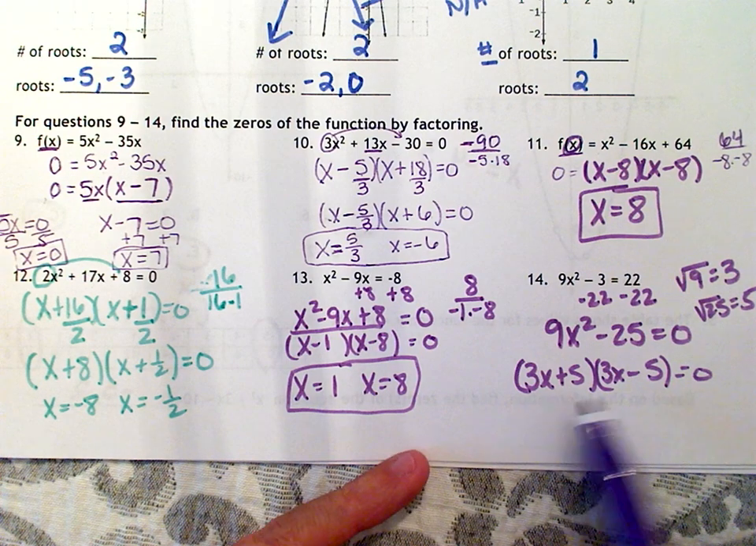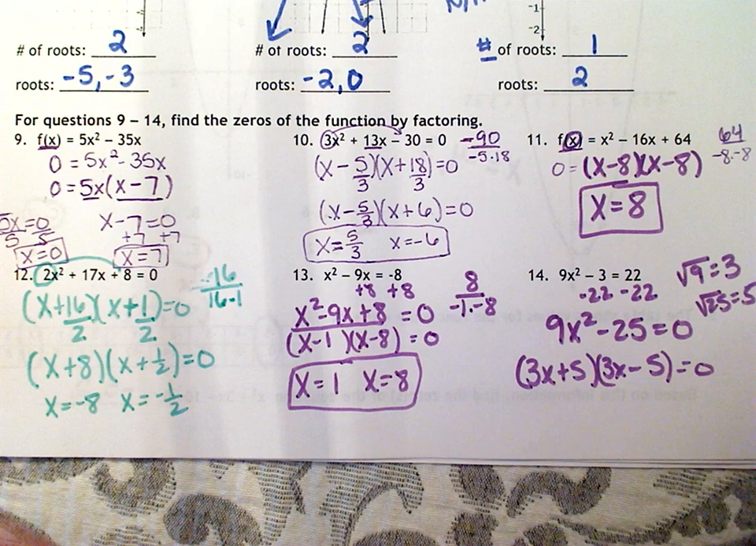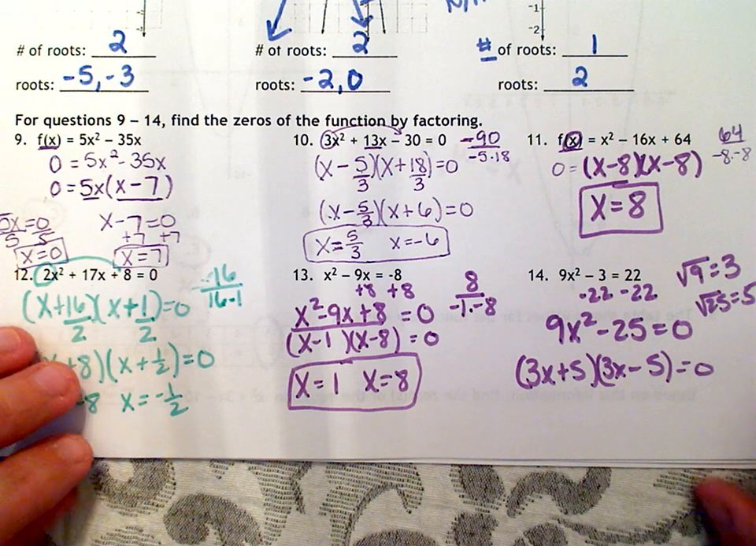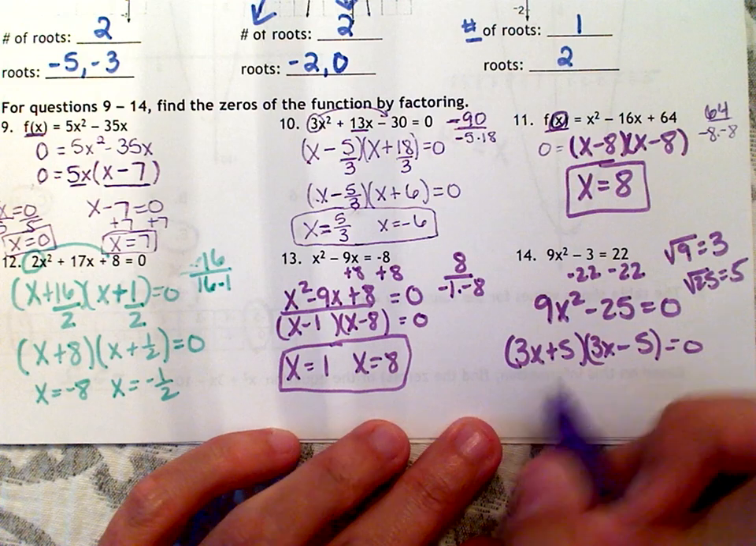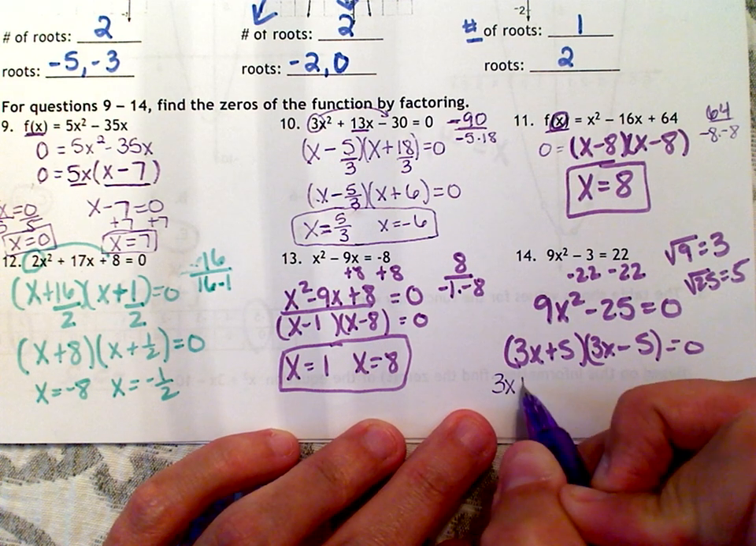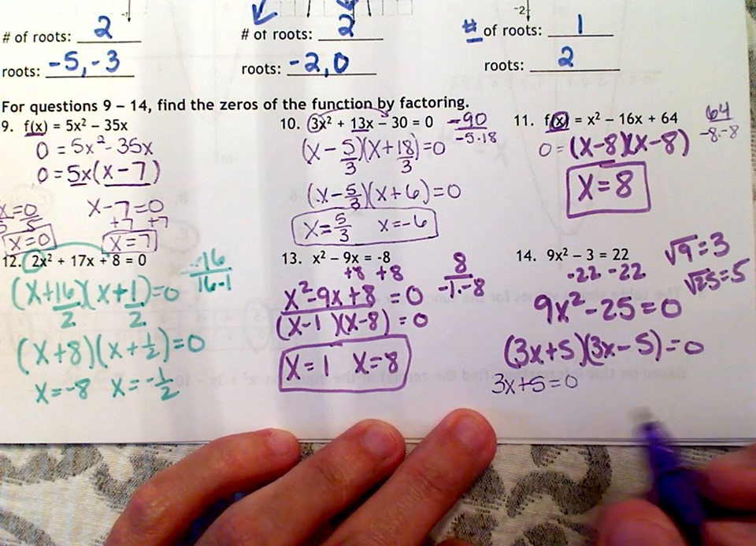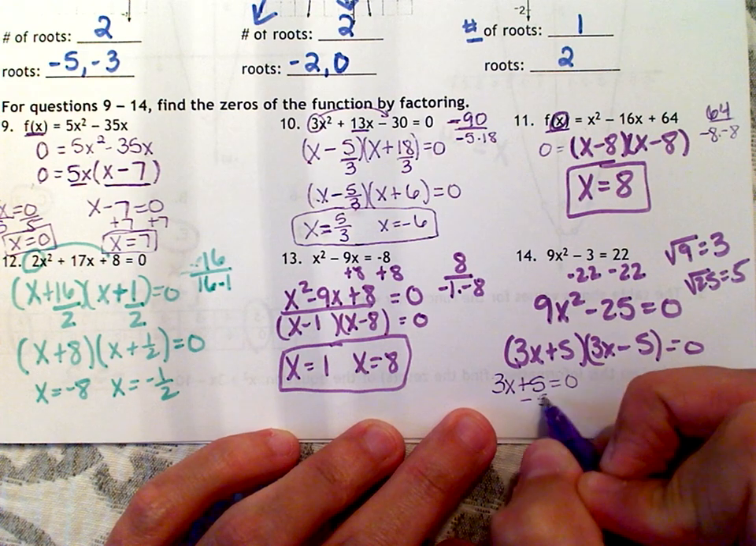All right, then we have to set those equal to 0. Okay, now I'm going to go through and show you the long way on the first one, and then I'll show you the short way on the second one. So I need to set that equal to 0. So 3x plus 5 equals 0. So I have to subtract 5.